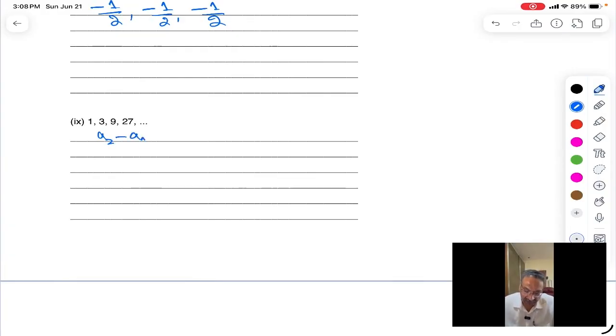Next, let's come to this. So here A2 minus A1 is equal to 3 minus 1, which is equal to 2.